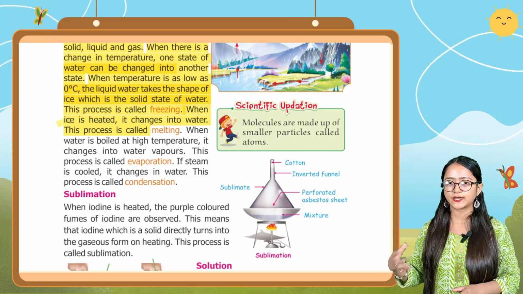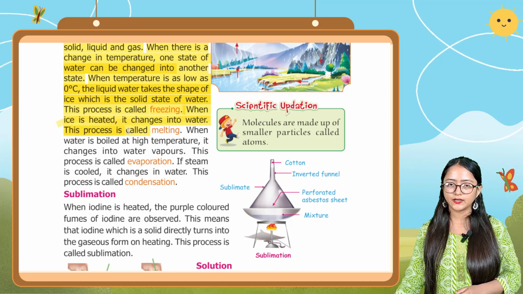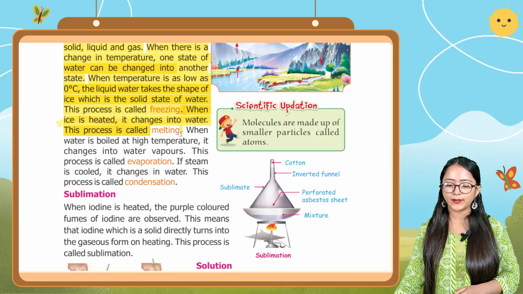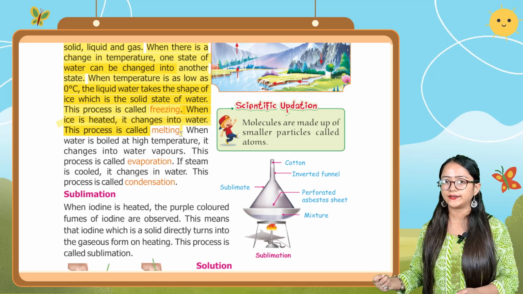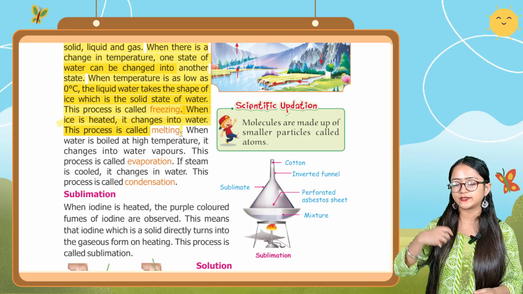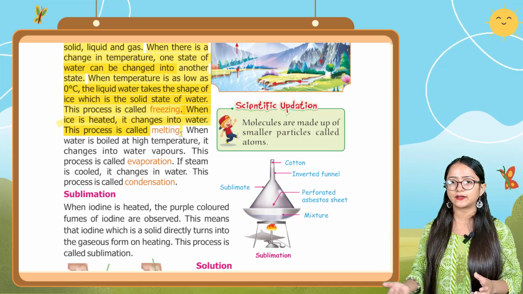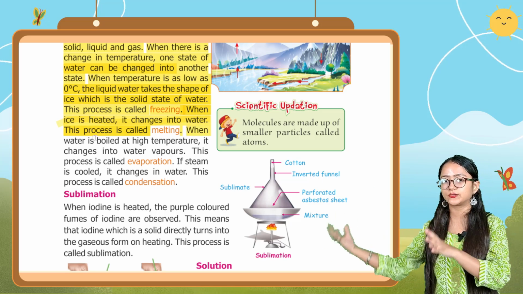When ice is heated, it changes into water. This process is called melting. So when you take out the ice and after some time you see that it changes into water, that process is known as melting. The ice melts and changes into the liquid state. So from solid it changes into the liquid state.